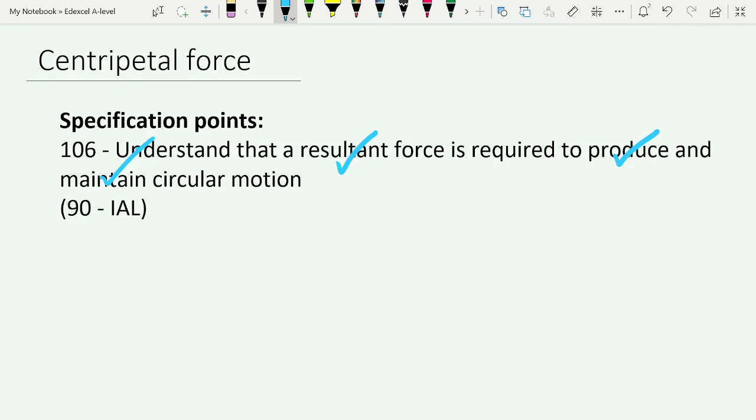The next specification point is using the equations for centripetal force. And so that's what I'm going to do in the next video. Make sure you check it out. I'm going to do relatively complex ones.